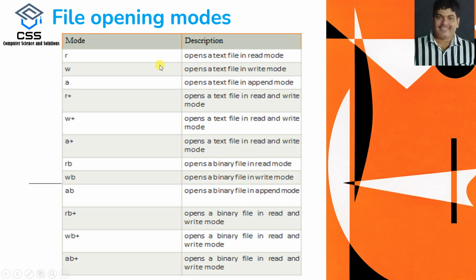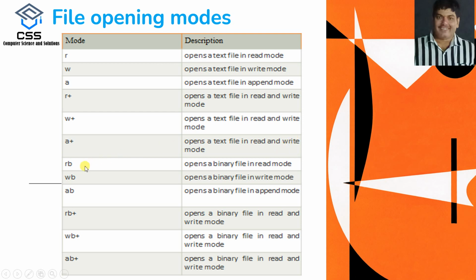If the file is opened in R, that is read mode. If the file is opened as W, that is your write mode. If the file is opened as A, that is your append mode. If it is written R plus, it means text mode file but both read and write. It is W plus, then the text mode file both read and write. If A plus, text mode file both read and write.